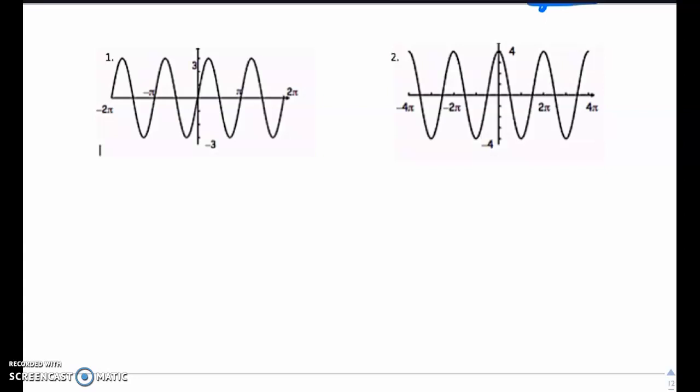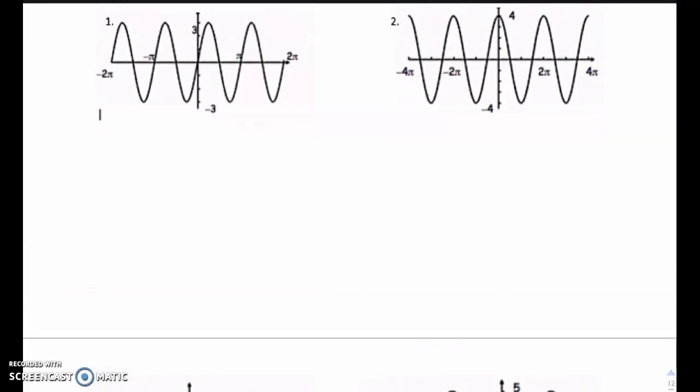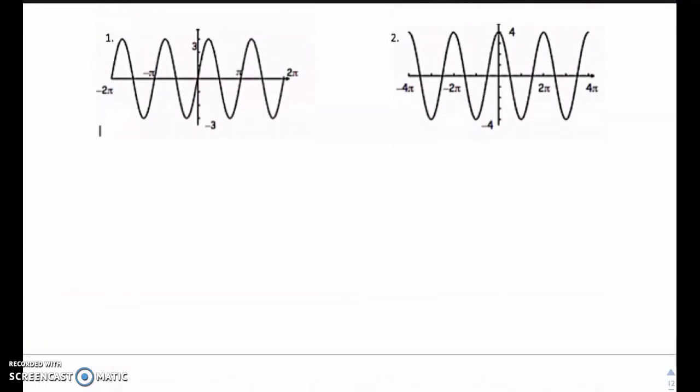First of all, let's figure out where the halfway point would be of the graph, or where is that midline. Okay, so it's pretty easy to tell that right here is halfway. So that means our midline is the x-axis. So that means our d value would have to be 0.